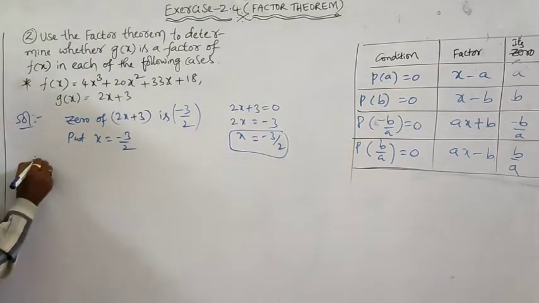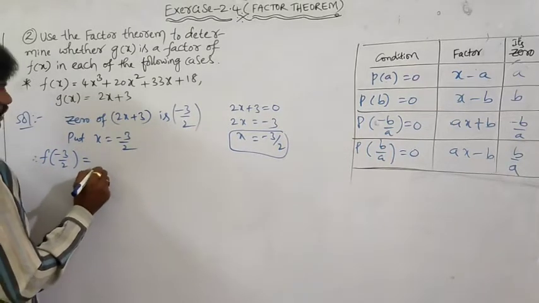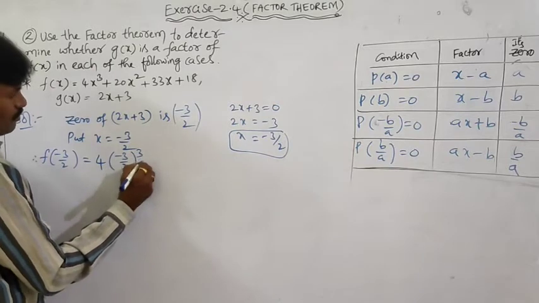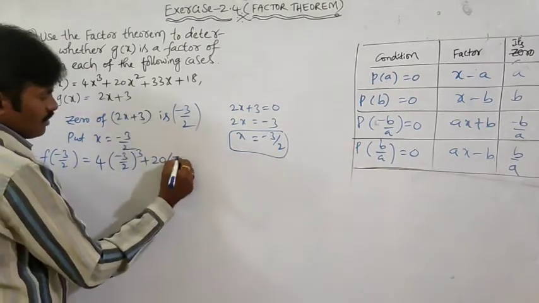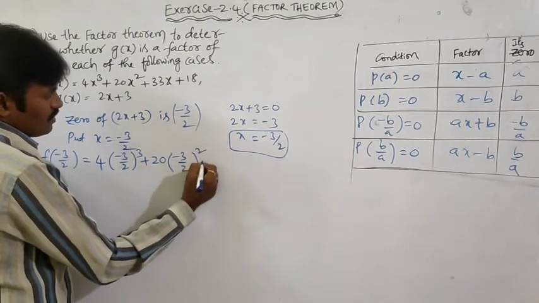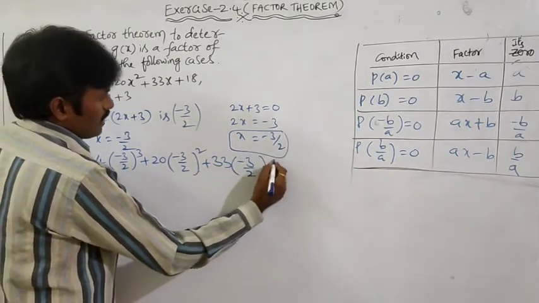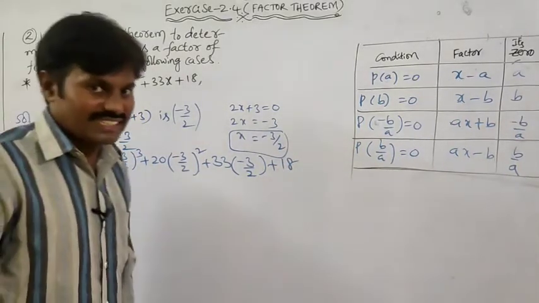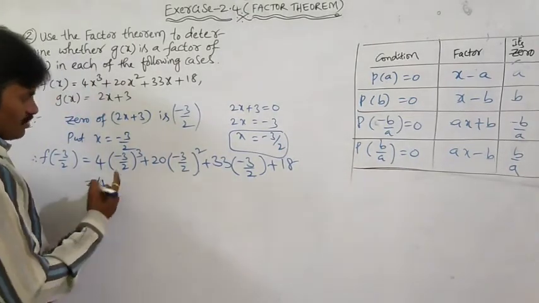Then it becomes, therefore, f of minus 3 by 2 is equal to 4 into minus 3 by 2 whole cube plus 20 into, what is x? Minus 3 by 2 whole square plus 33 into minus 3 by 2 plus 18. Like this we have to substitute. Next, we have to simplify. How to simplify? Same as previously.